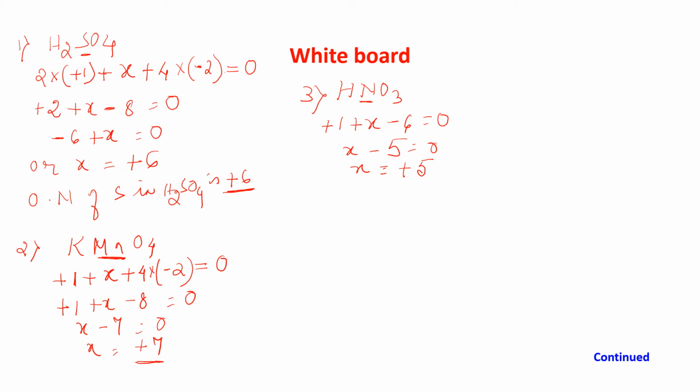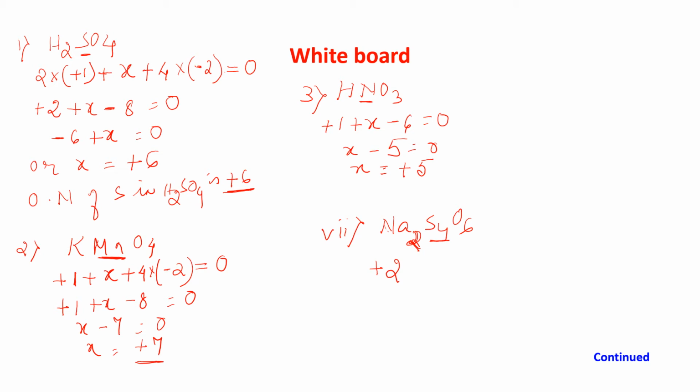Now see question number 7, which is Na2S4O6. Here you have to find out the oxidation number of sulfur. Now, how to do this? Sodium is an alkali metal, so its oxidation number is +1, but I am having 2 sodium, so it will be +2. I am writing in one step only.